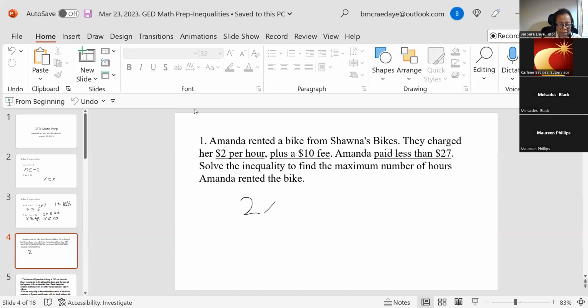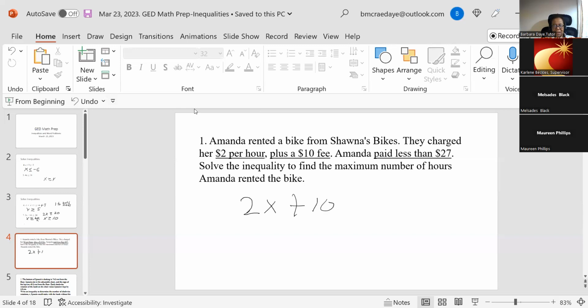And what's the fixed amount, Maureen? The $10 fee. That's right. So this would be plus the $10, the fixed amount, and that's the 10, right?